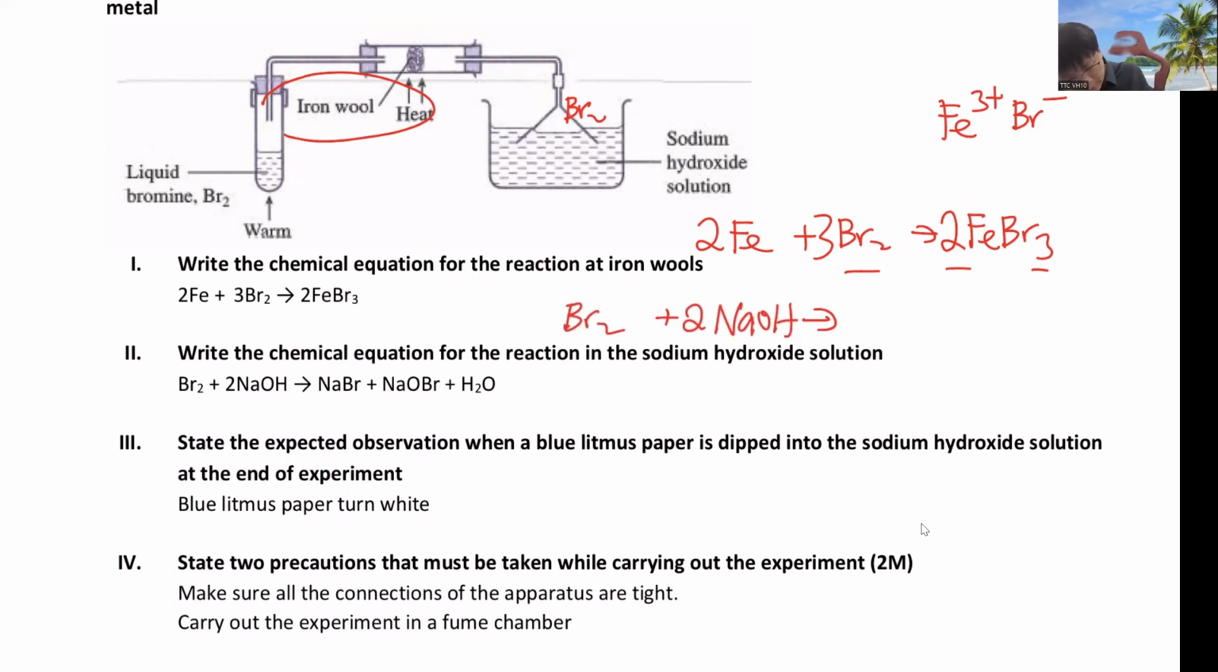Then we can find out the answer. 2NaOH plus Br2. The first product is H2O, then NaBr, then plus NaOBr.